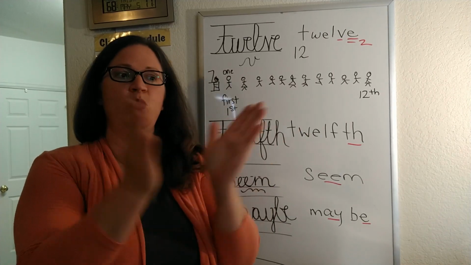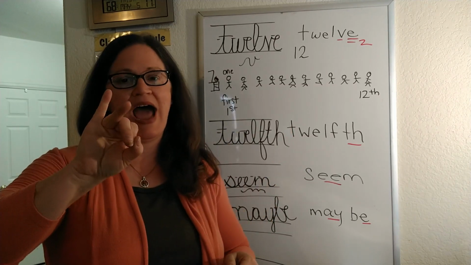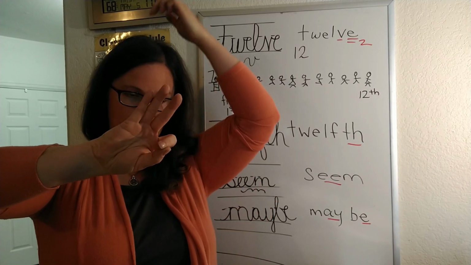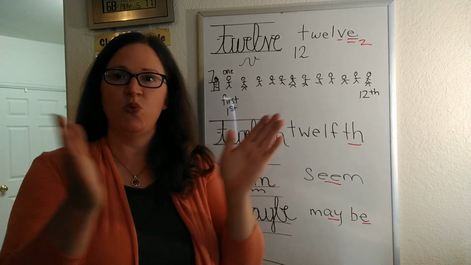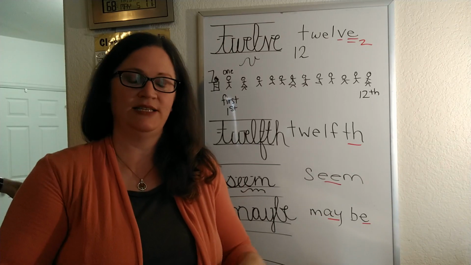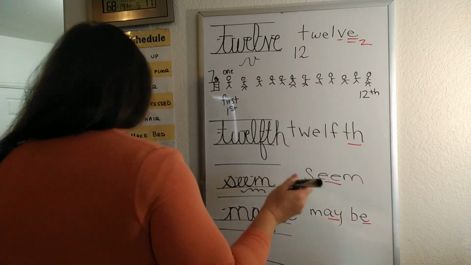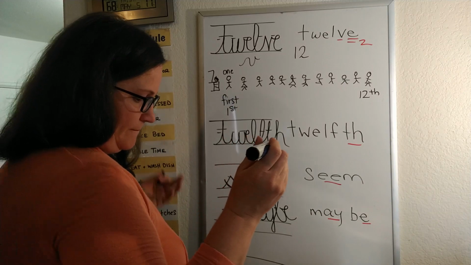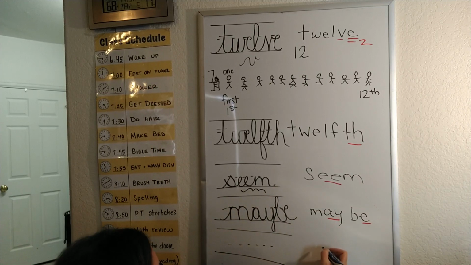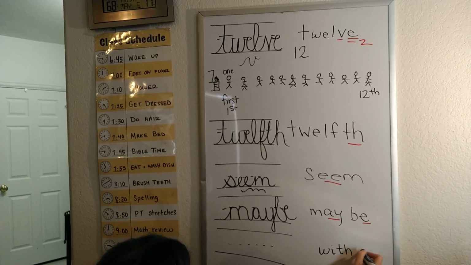Okay, without. First syllable with. Second syllable out. Out. Okay, using your ow. Okay, stay with me. Ready? Without. First syllable with. Second syllable out. Out. Say it as you write it. Spell it for me. Out.